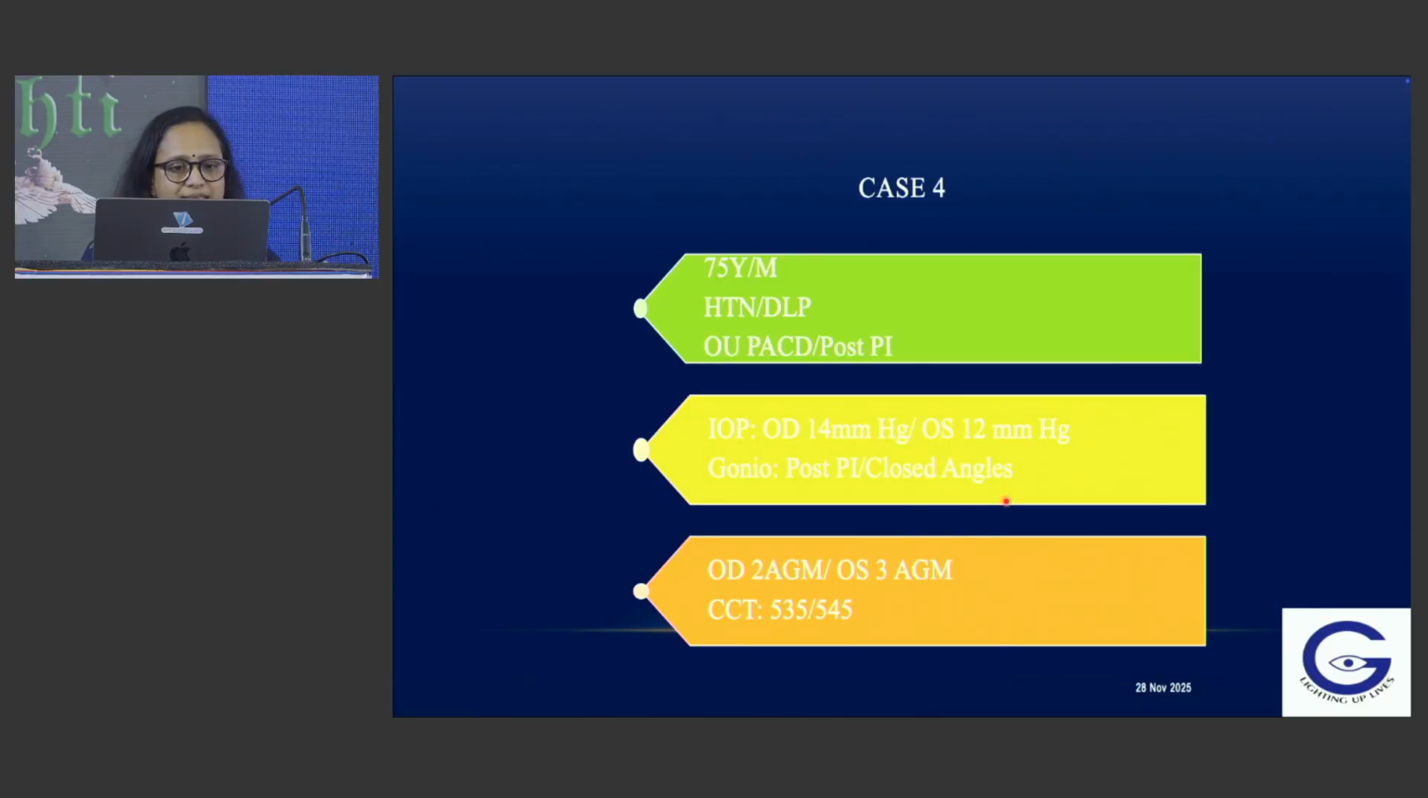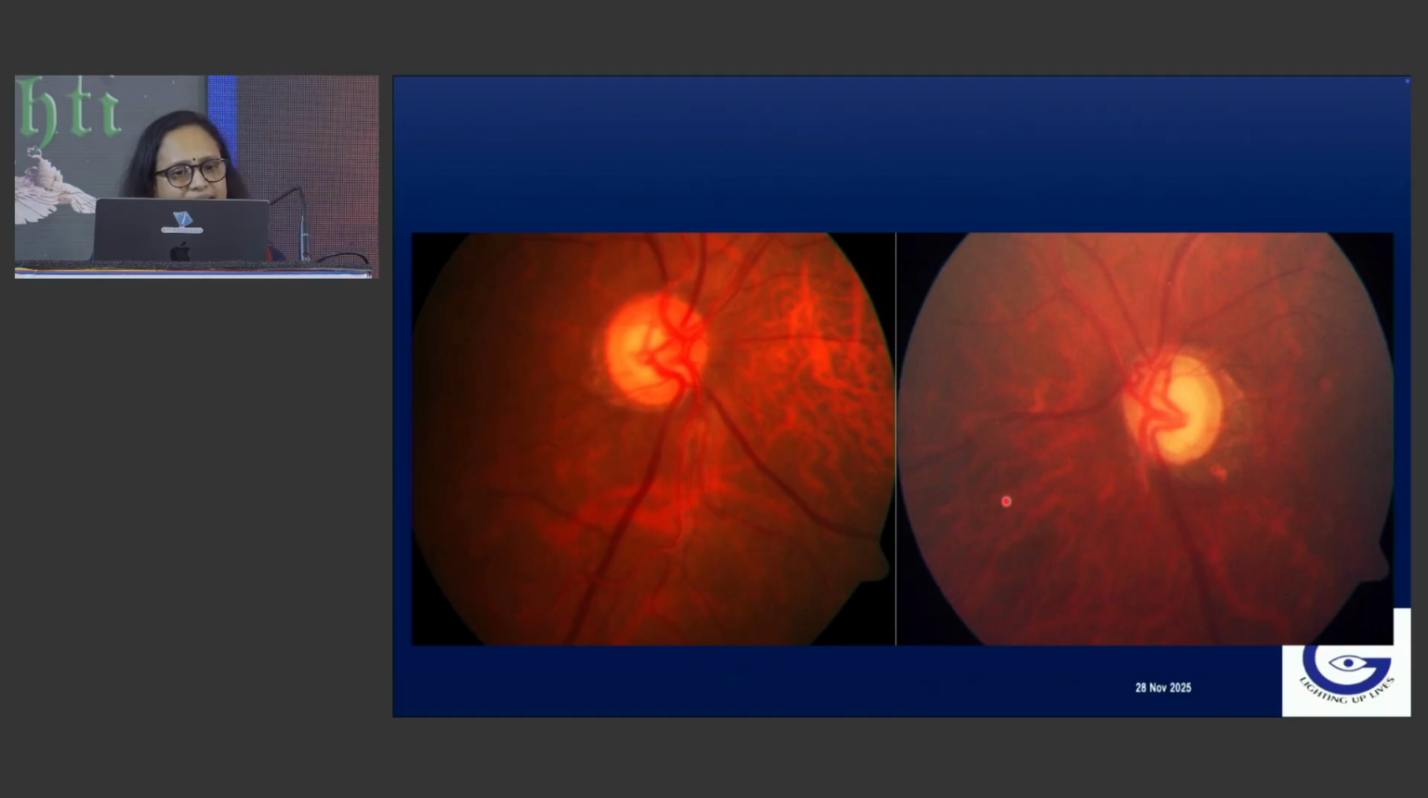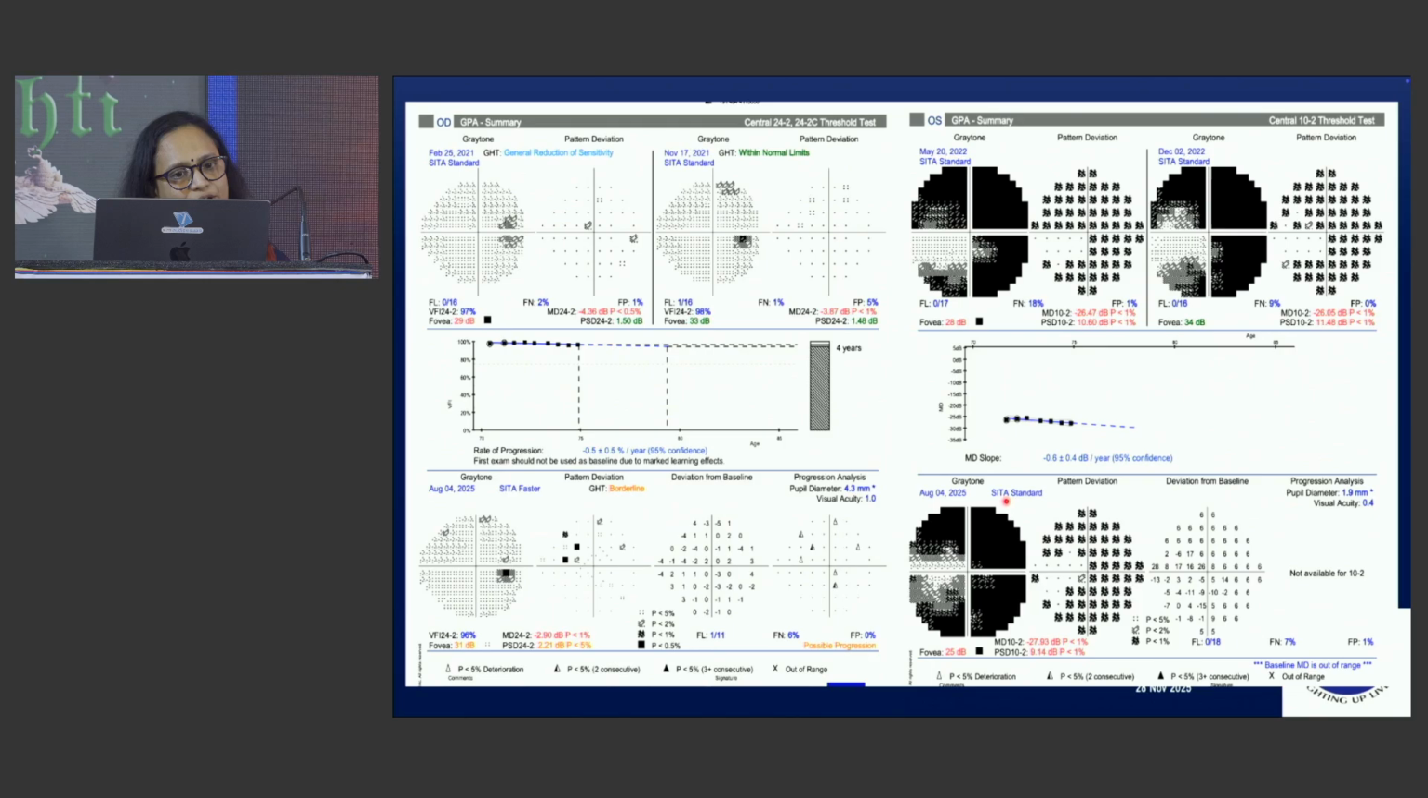This is my last case. This is again a case of primary angle closure disease post-PI in both eyes. The right eye is relatively okay. The left eye is showing advanced damage.